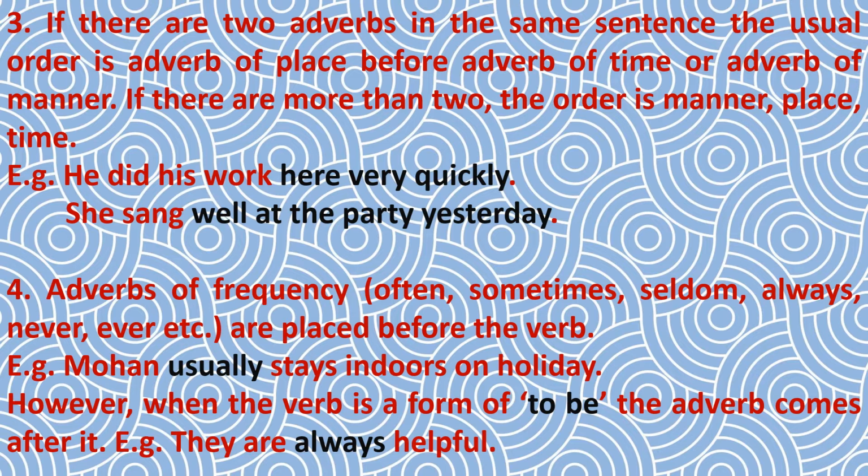Adverbs of frequency. However, when the verb is a form of to be, children, I have explained to you in the earlier slide also, to be is the form of is, am, are, was, were, has, have. These are all the forms of to be. So whenever there is a to be form of verb in the sentence, the adverb comes after it. Remember, after it. So an example is given here. They are: is the to be form. They are always helpful. We cannot write they always are helpful. That is wrong. They are always helpful.